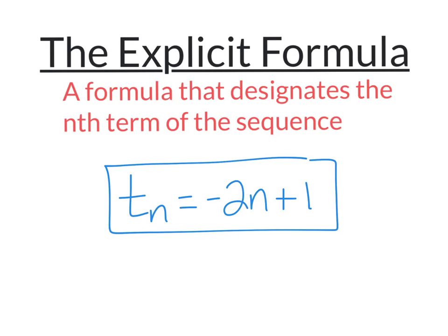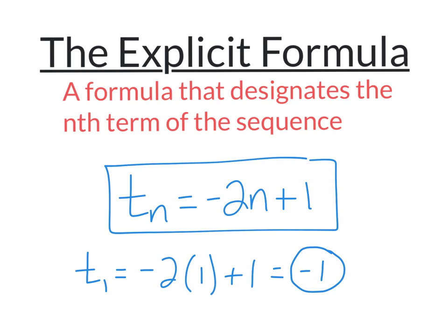If I want to generate the terms of this sequence written explicitly, all you have to do is sub in whatever term you're looking for. So for example, if I wanted to find the first term of the sequence, we would notate it as t sub 1. All we need to do is sub in 1 for n, so we replace n with 1 and simplify. If we do our math right, we get negative 2 plus 1, which becomes negative 1. So I know that the very first term of this sequence is negative 1.